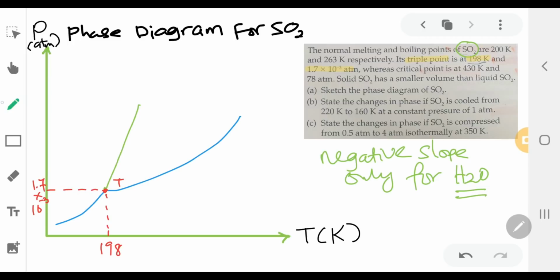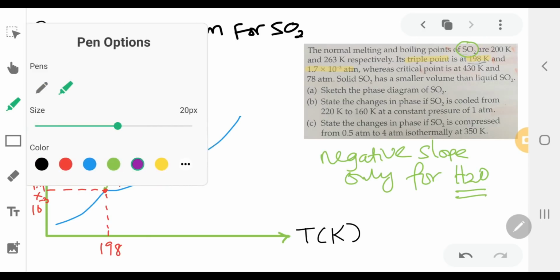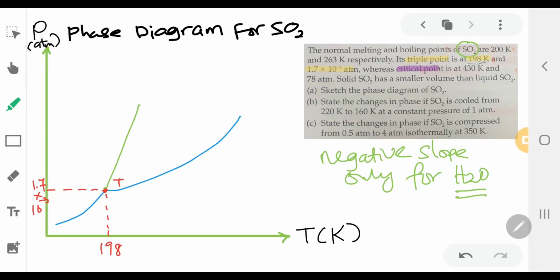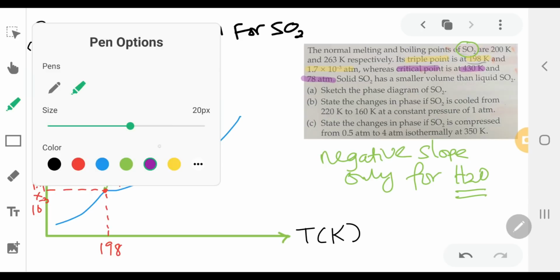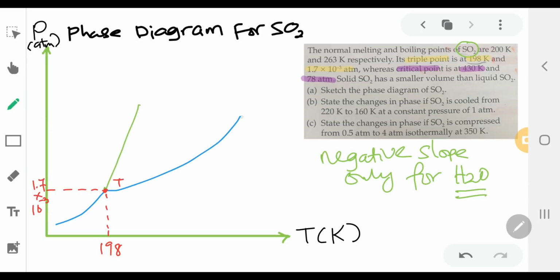And then next, what you need to identify is the critical point, which is going to be at 430 Kelvin at 78 ATM. So that should be right over here. That is 430 Kelvin. Okay, so that is your critical point. And then the pressure would be about 78 atmospheric pressure right there. So we have done the triple point and we have done the critical point.